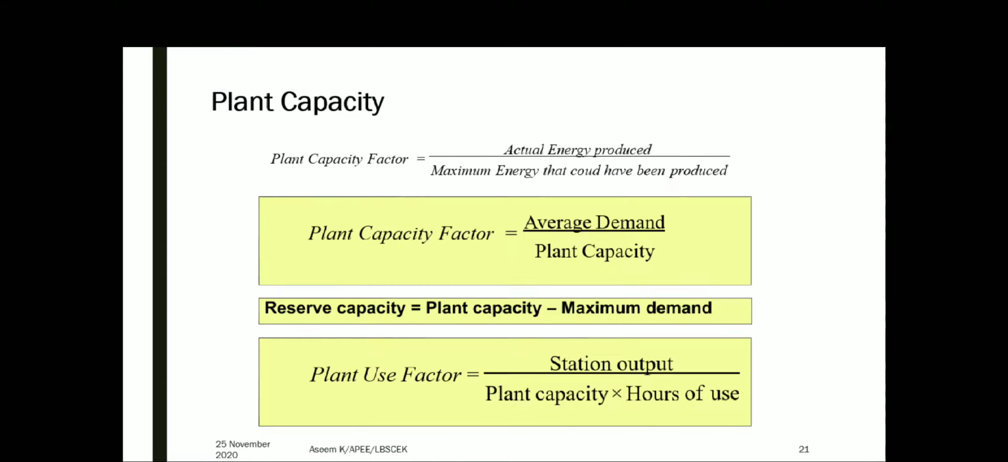Then plant capacity factor is actual energy produced to the maximum energy that could have been produced. So plant capacity factor you can also write as average demand divided by plant capacity. And the reserve capacity is the plant capacity minus maximum demand. And another factor, plant use factor, is equal to station output divided by plant capacity into hours of use.